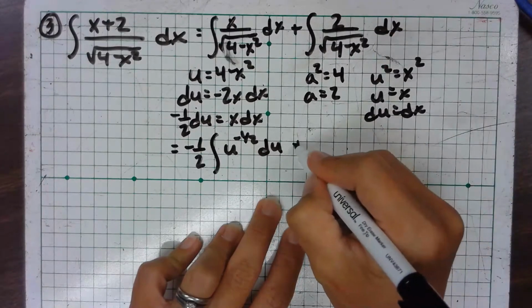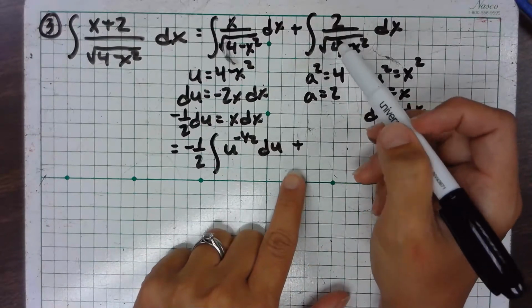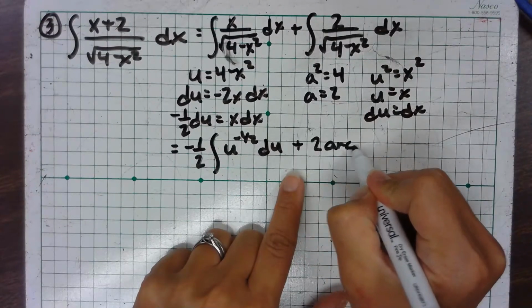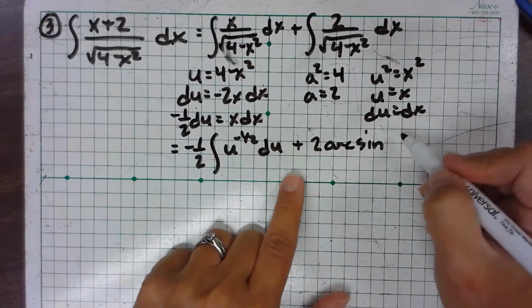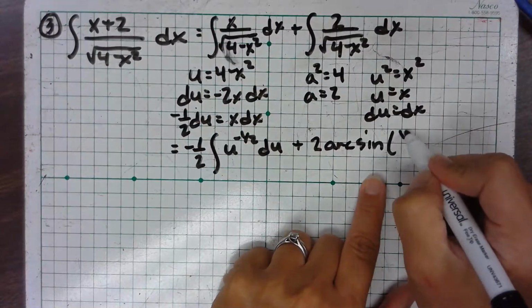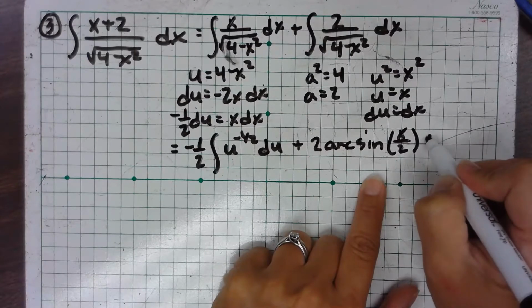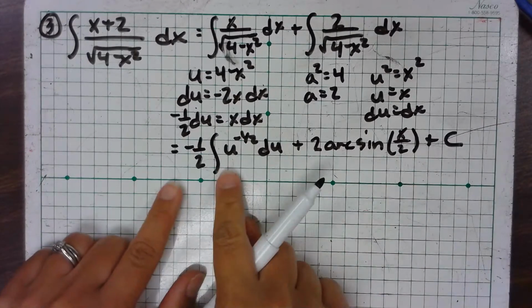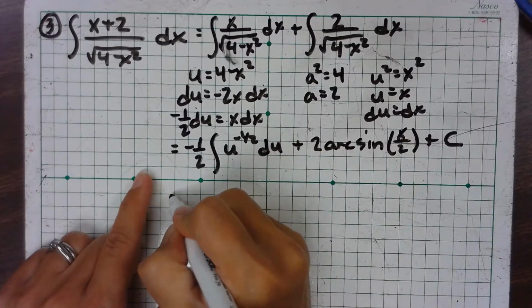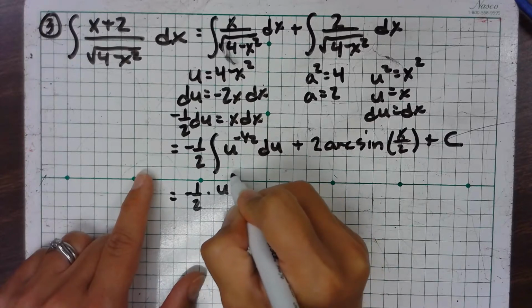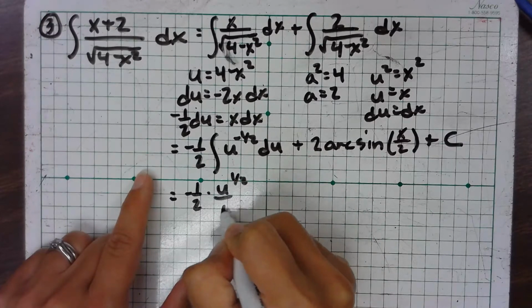All right, now this one, I'm going to go ahead and integrate this one from the beginning. So I've got this extra 2, and this is sine, so I'm going to say arc sine, and it's u over a, sorry. So it's x over 2. Now I just have to integrate this part right here. For this part, it's negative 1/2. I add 1, so that's going to be positive 1/2, and divide by 1/2.